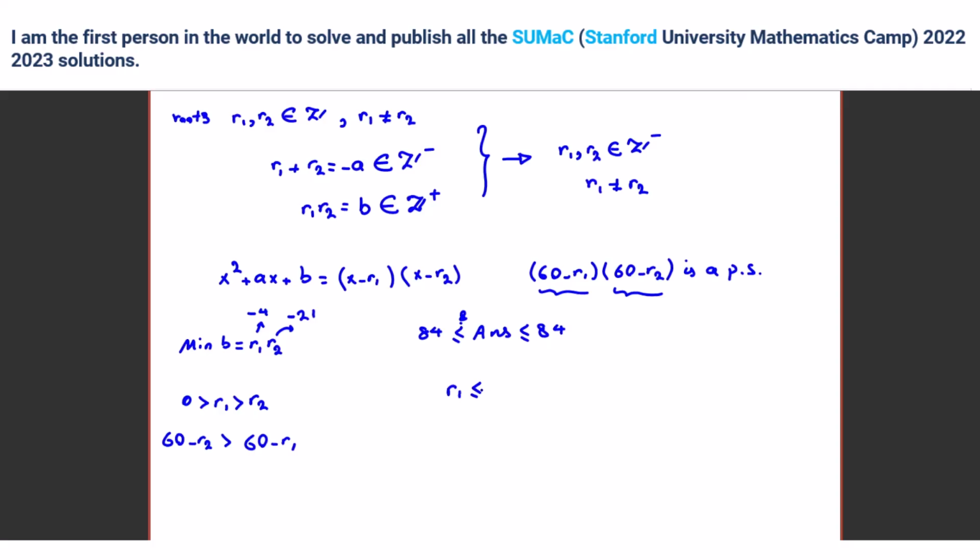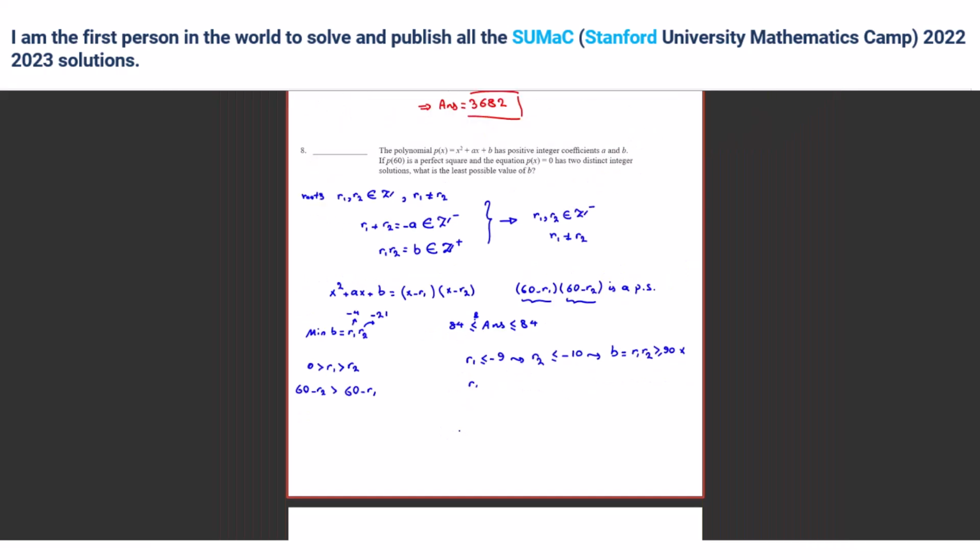But that wouldn't be possible, because if R1 is less than or equal to negative 9, then R2 is less than or equal to negative 10, right? Then B, which is R1 R2, will be at least 90. Then that's bad, right? So we should check the smallest number we know, 69. R1 is minus 1, minus 2, minus 3, minus 4, minus 5, minus 6, minus 7, minus 8, right?